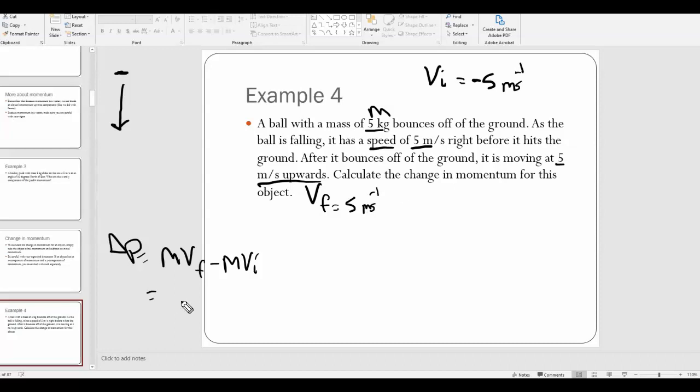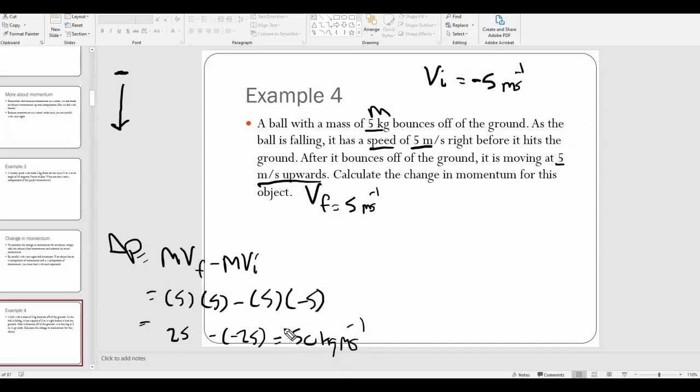So when I go to calculate the change in momentum, I have 5 times 5 minus 5 times negative 5, and here's where a lot of people go wrong. When you subtract a negative, it becomes a positive, because this is basically 25 minus negative 25, which is 50 kilogram meters per second. And so that should be the answer to example 4. That is the change in momentum of the ball.